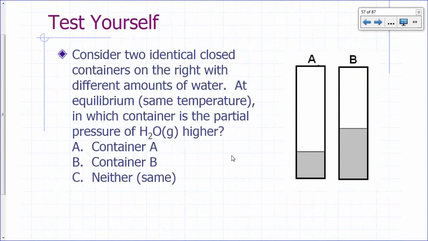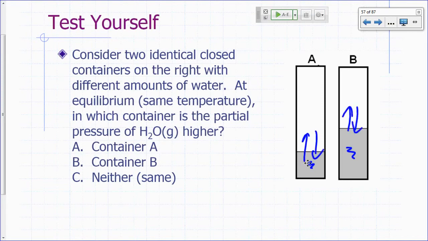So let's see if you understood that concept. Here's a clicker question. Consider two identical enclosed containers shown here on the right with different amounts of water. This is liquid water right here, and that will be in equilibrium with water vapor, right? At equilibrium, at the same temperature, both containers at the same temperature, in which container will the partial pressure of water be higher? Is it container A, container B, or will it be the same?